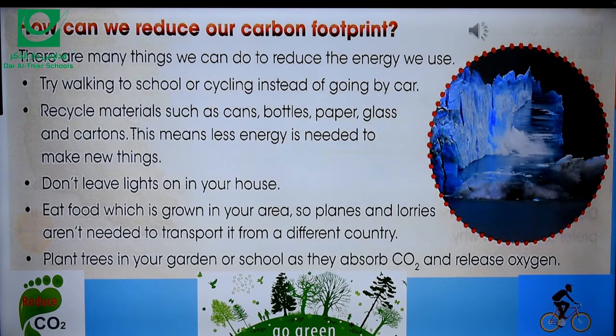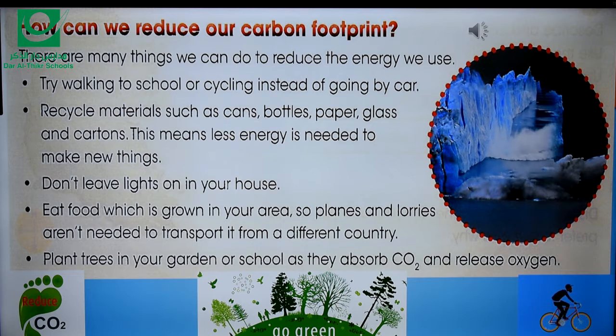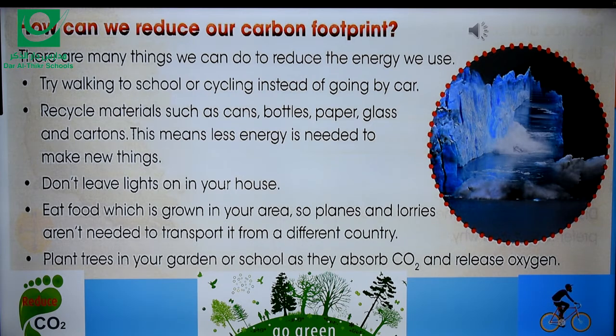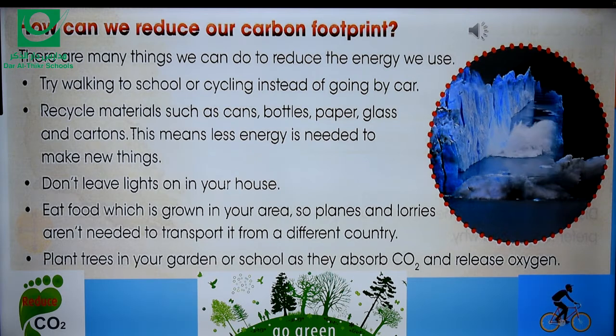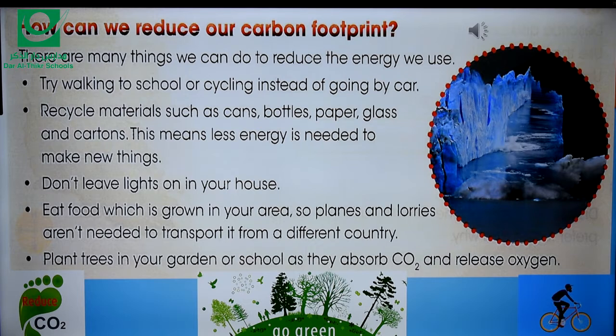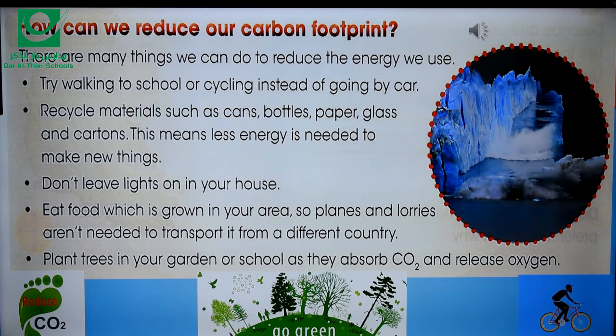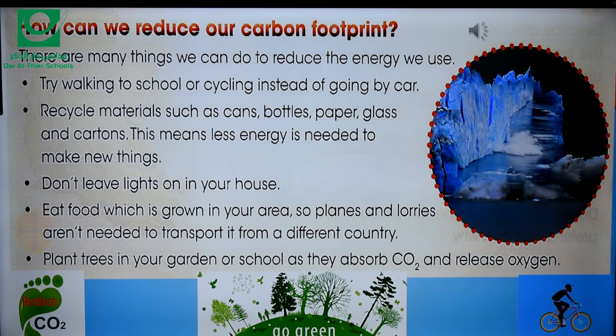How can we reduce our carbon footprint? There are many things we can do to reduce the energy we use. Try walking to school or cycling instead of going by car. Recycle materials such as cans, bottles, paper, glass and cartons. This means less energy is needed to make new things. Don't leave lights on in your house. Eat food which is grown in your area, so planes and lorries aren't needed to transport it from a different country. Plant trees in your garden or school as they absorb CO2 and release oxygen.